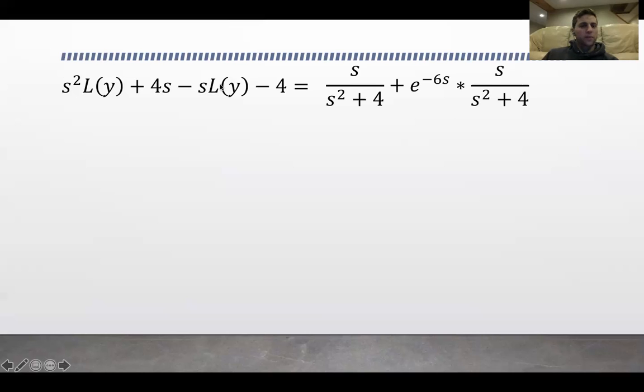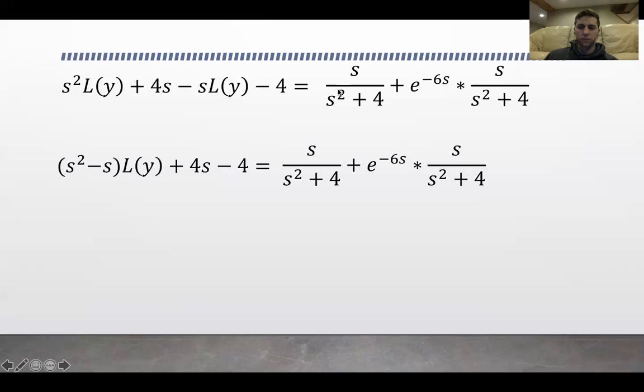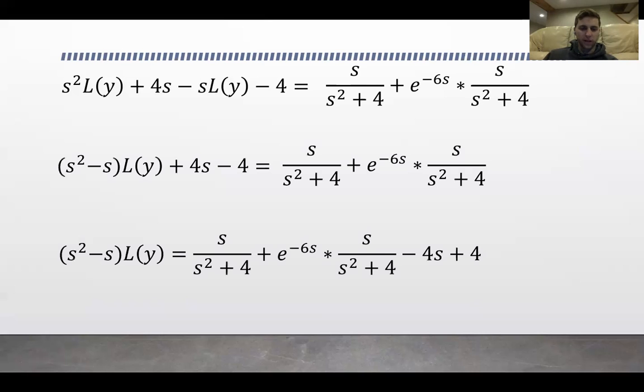So next goal will be to isolate the L of y over on this side. And so we will pull those two terms together and make it s squared minus s times L of y. And then we'll also subtract the 4s and the 4 over to the other side. So that will look like this then. And the next step then will be to divide s squared minus s by everything over here to get L of y by itself.